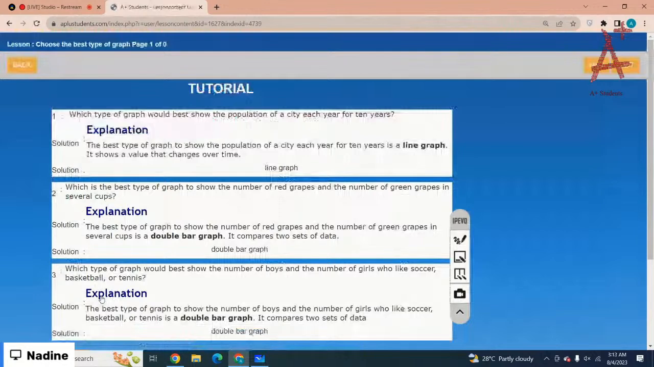Okay, what is the best type of graph to show the number of red grapes and the number of green grapes in several cups? The best type of graph is the double bar graph, because a double bar graph is used to compare two sets of data, right? Whenever you have to compare two sets of data, you have to use the double bar graph.